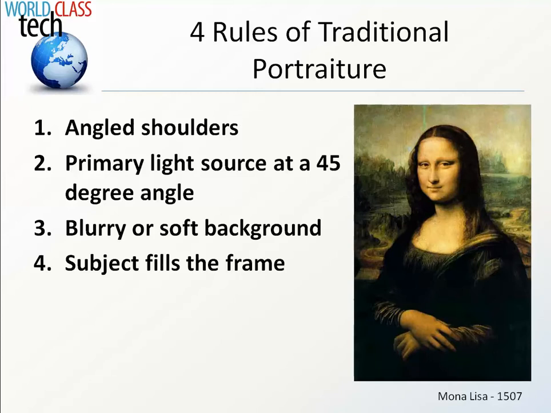Here's an example of a very famous portrait. You probably know it. It's a picture of Mona Lisa painted in 1507. And isn't it interesting that this portrait actually follows these 4 rules of traditional portraiture? In fact, maybe this picture helped to establish these rules. Mona Lisa's shoulders are angled. There's a primary light source coming from above and to the left, down towards her face, at about a 45-degree angle. There's a background, but it's somewhat blurry and out of focus, so it doesn't attract a lot of attention. And the subject, Mona Lisa, fills the frame. This is a great example of the 4 rules of traditional portraiture.